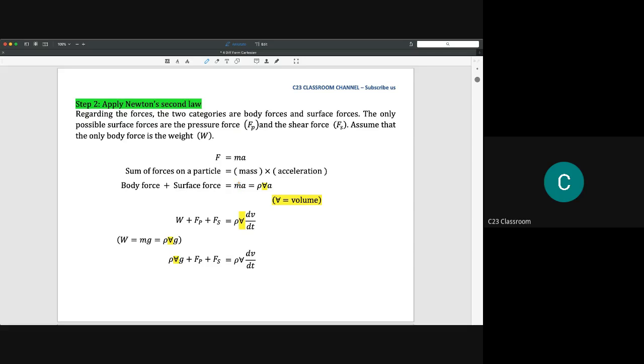We could expand the equation for mass, so we write rho times volume. This symbol is for volume, as I previously explained. And then a is the acceleration. Then we could write all the sum of the forces here: the body force, which is the weight, the force that comes from the pressure, and the force that comes from the shear stress. And then we have rho and we have volume here. Then we expand the acceleration term into dV/dt.